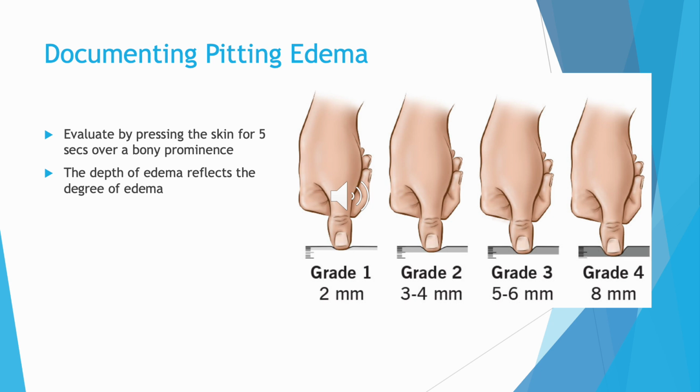For example, look at grade 1 times 2 equals a 2 millimeter indentation. Grade 2 times 2 equals a 4 millimeter indentation. Grade 3 times 2 equals 6 millimeters of indentation. Grade 4 times 2 equals 8 millimeters of indentation. So that's a little trick that can help you.